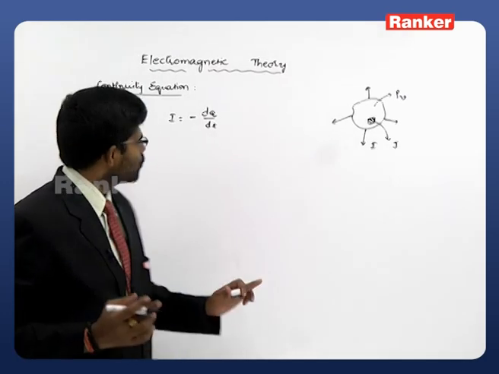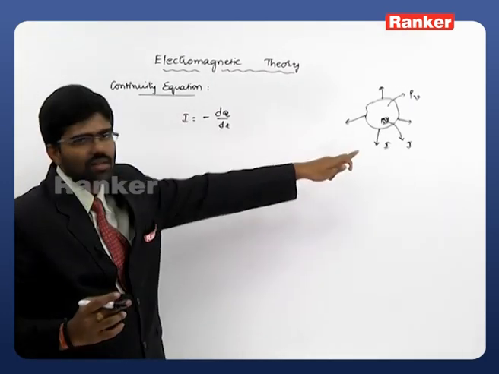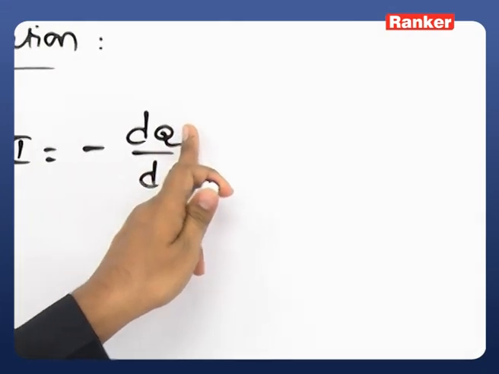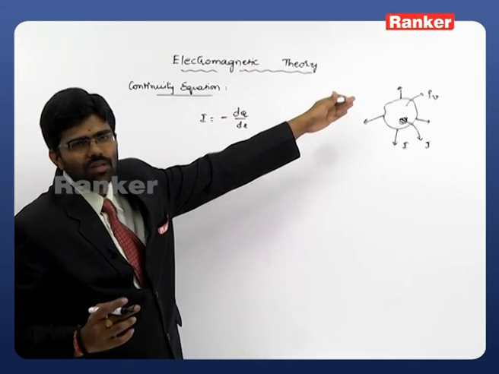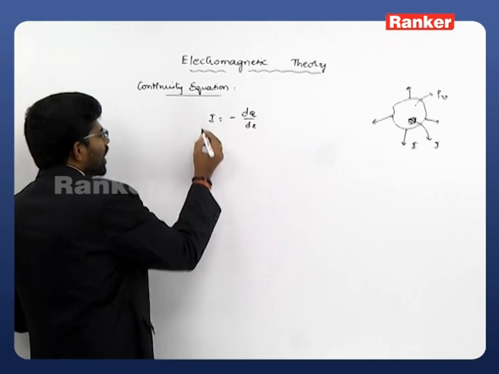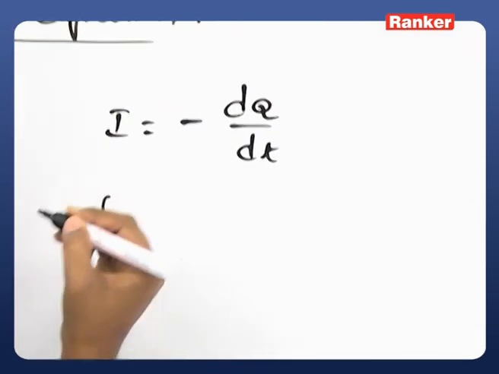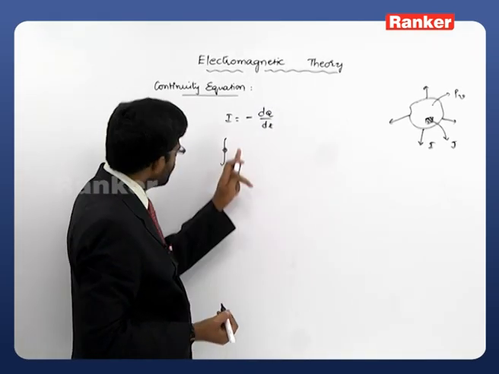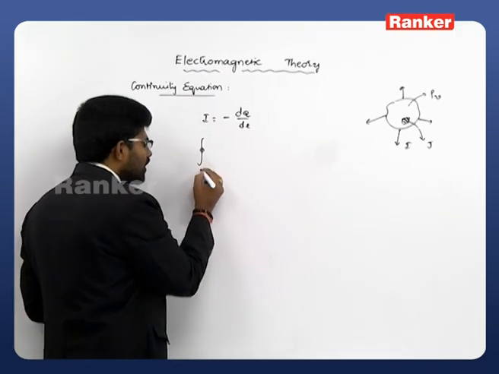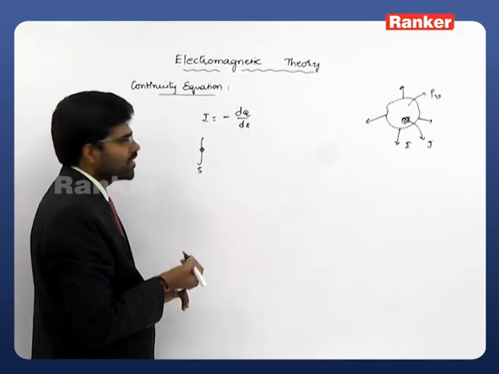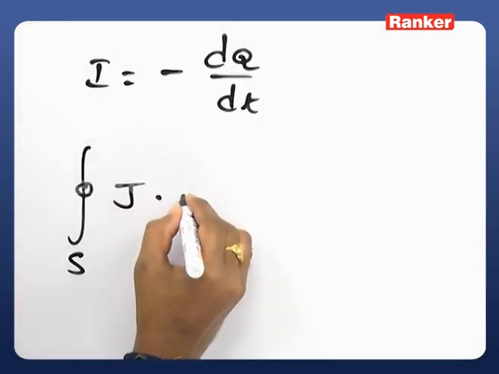So what we have to do is replace this current in terms of our J, and replace this Q with the equation we have in terms of our rho V. So I will write down this current leaving from the closed surface. This is our surface integral, which is closed: a surface integral of current density J dS.